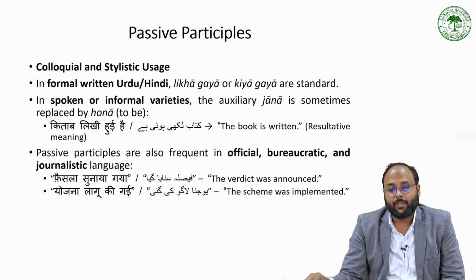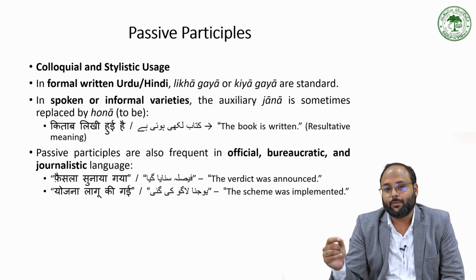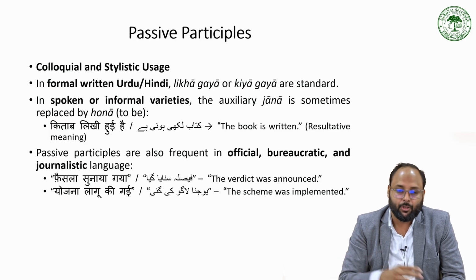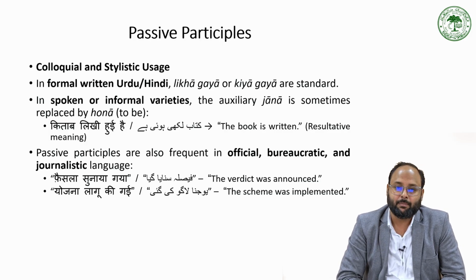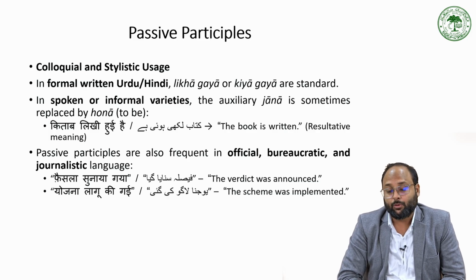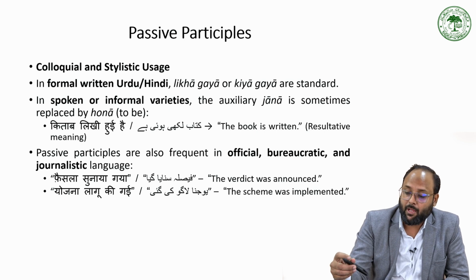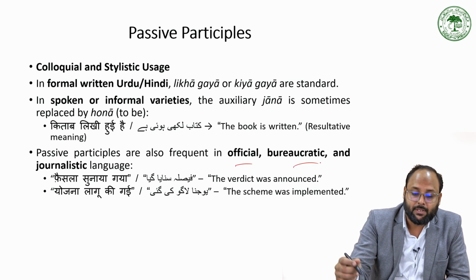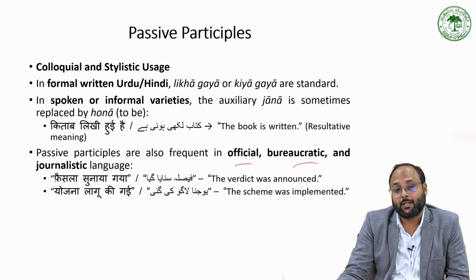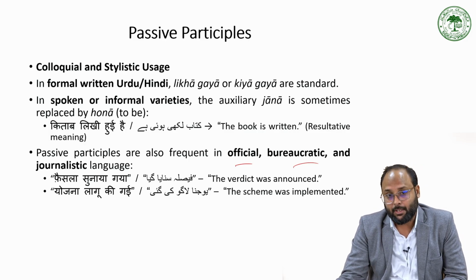For some colloquial or stylistic uses, we also use this kind of passive participle, like लिखा गया, किया गया. That is the standard. But in spoken and informal varieties, the auxiliary जाना is sometimes replaced by होना, like किताब लिखी हुई है. The passive participle is also used in official, bureaucratic or generalist language, like फैसला सुनाया गया, योजना लागू की गई. So that is the passive participle.